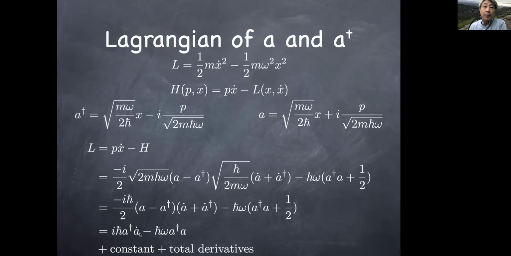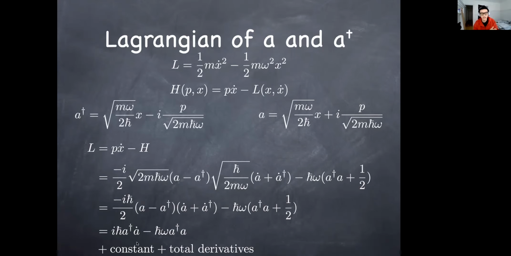So the reason why this ended up being not symmetric between A dagger and A is because I forced myself to do the integration by parts, that dot acting on A dagger, I moved to dot acting on A with a minus sign. So I forced myself to act the time derivative only on A, but not on A dagger. That's why this looks asymmetric.